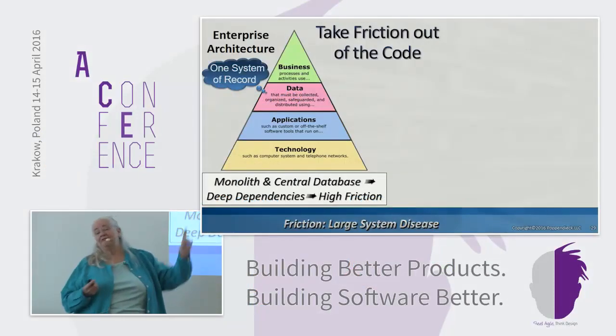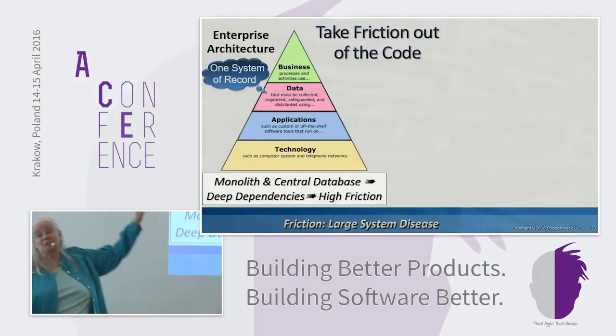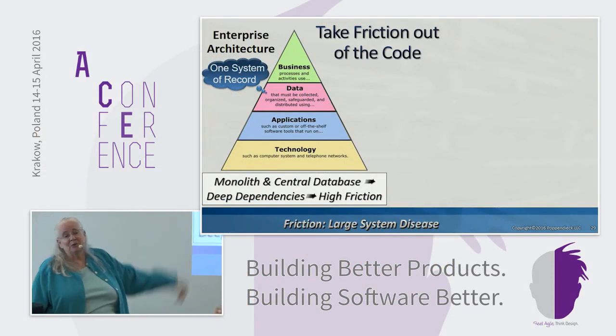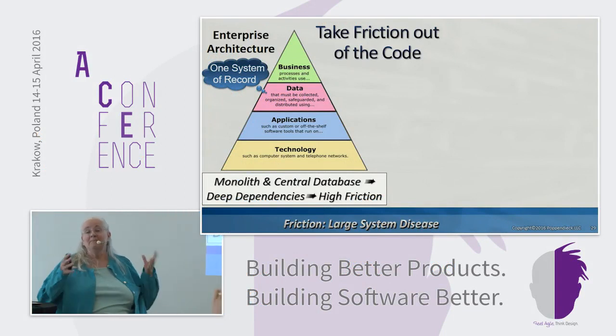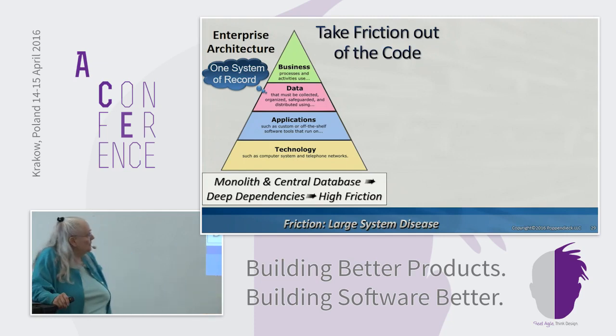Pretty much the fact that we have decided that this is the proper enterprise architecture is what has caused our massive, massive big release systems. It doesn't have to be that way. Monolithic central database creates deep dependencies and high friction.